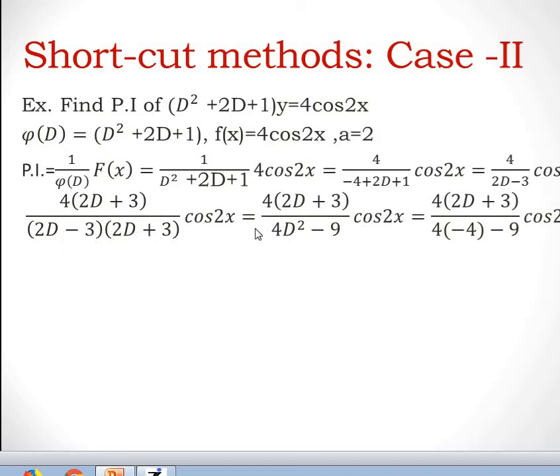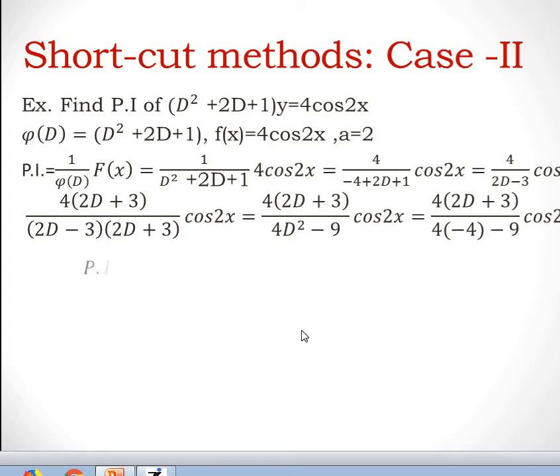So by using this formula, we get the numerator as 4(2D + 3) upon, here we have to use the formula, so that becomes 4D² − 9, because here we have to use the a² − b² formula, and the function is cos of 2x. Now the function is in the form of cos or sine, here the cos function, and in the denominator there is the term D², so we have to replace D² by −a². a is 2, so −a² is −4. So replace D² by −4 here, so that is equal to 4(2D + 3) upon 4 into −4 minus 9, cos of 2x.